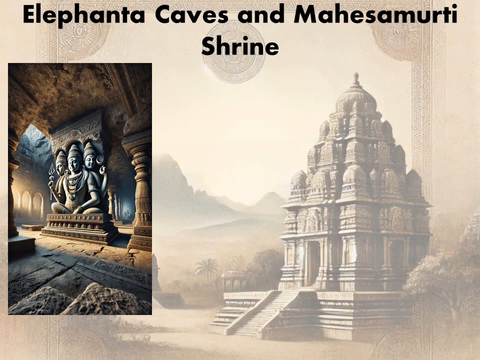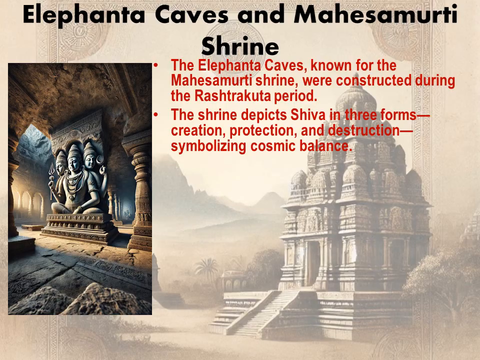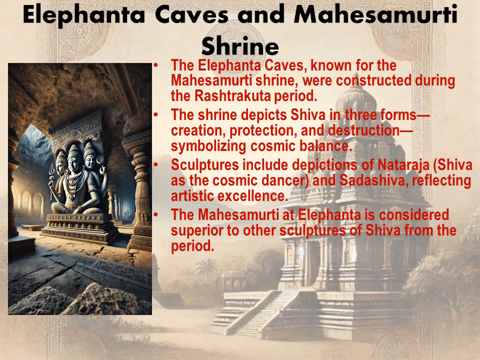Elephanta Caves and Maheshamurti Shrine. The Elephanta Caves, known for the Maheshamurti Shrine, were constructed during the Rashtrakuta period. The shrine depicts Shiva in three forms: creation, protection, and destruction, symbolizing cosmic balance. Sculptures include depictions of Nataraj, Shiva as a cosmic dancer, and Sadashiva, reflecting artistic excellence. The Mahesha Murti at Elephanta is considered superior to other sculptures of Shiva from the period.